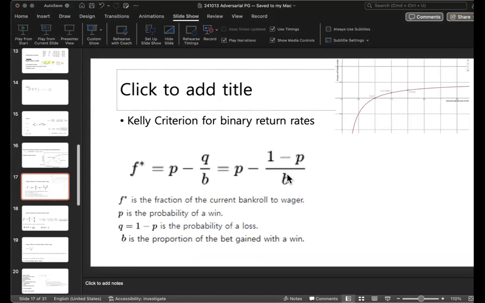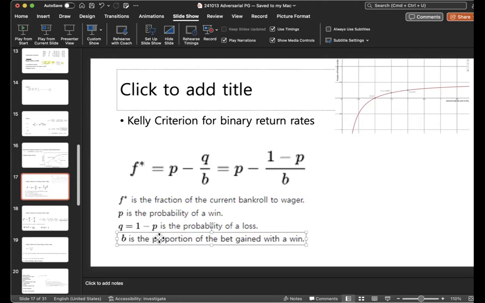So if I can win with 60%, then it will be 0.6. And if I want to bet $1 and I will get $10, then B will be 9, because if I bet $1 and I can get $10 or $0, then the ratio is 1 to 10, so B will be 9. Oh, wait a minute. Proportion. So 1 to 9. B will be 9 or 10, but I'm a little bit mixed up. The important thing is B is how much you can get in proportion to how much you bet.